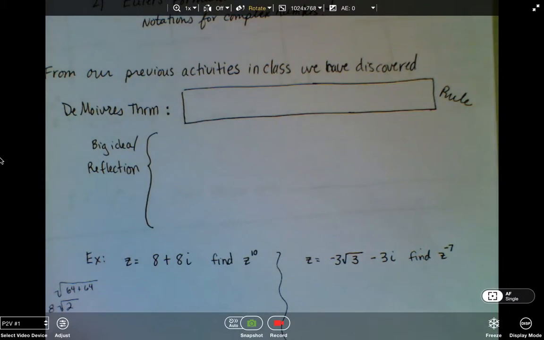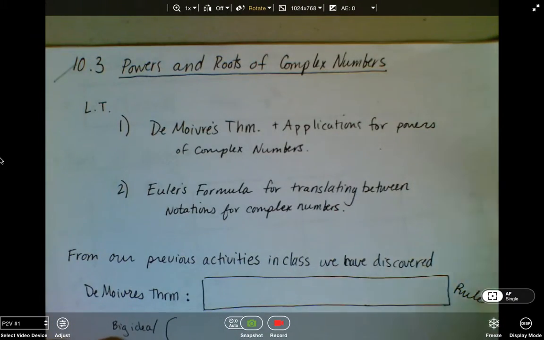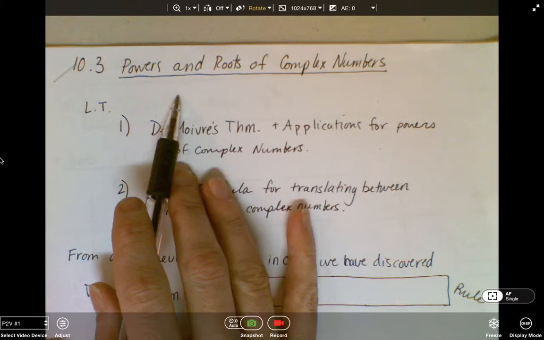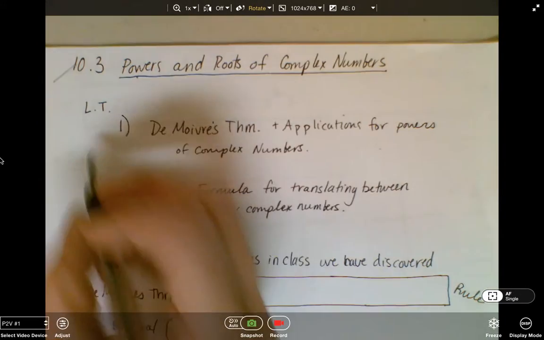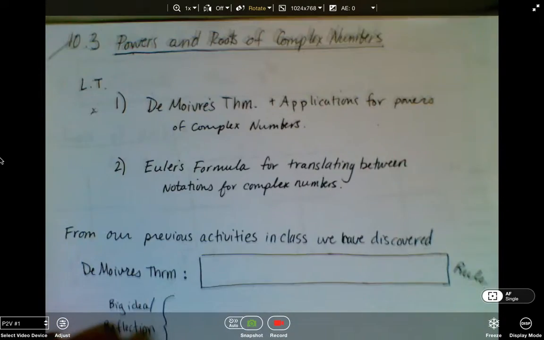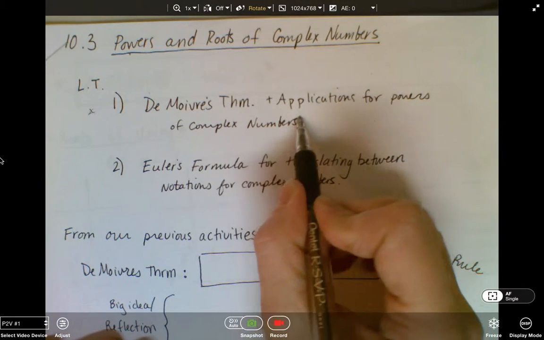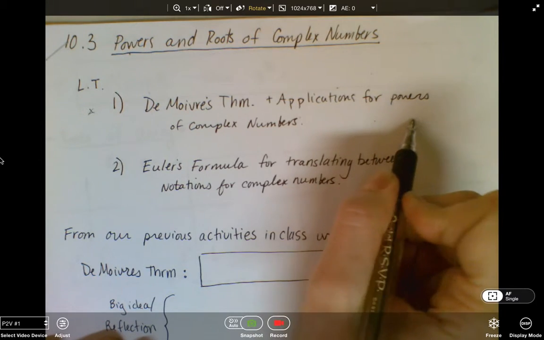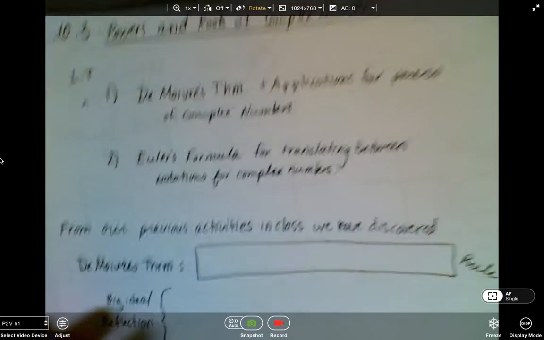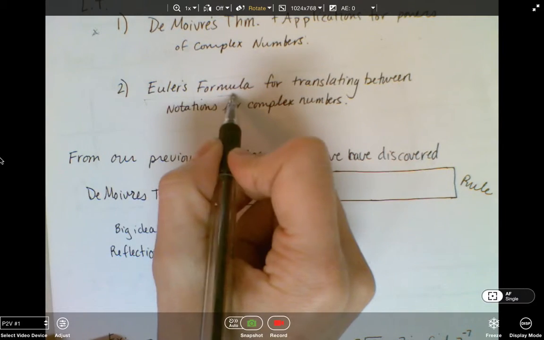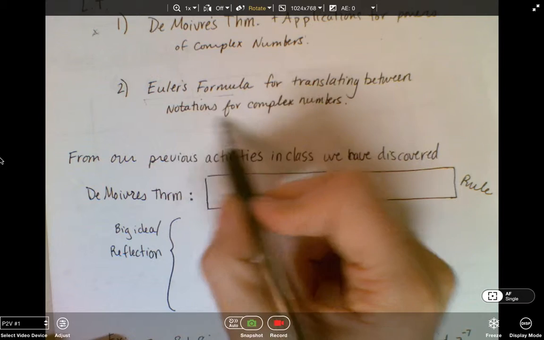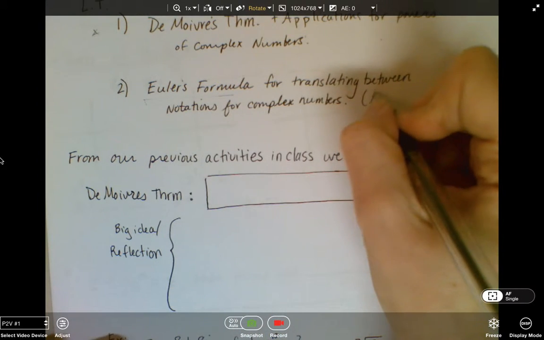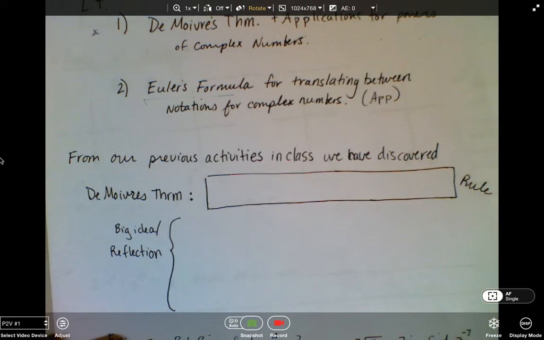All right, 10.3, we're going to review or sort of make a synopsis of all of the different things we've done with our activities over the past few days. So we're going to look at powers and roots of complex numbers with the big goal here of looking at De Moivre's theorem and how we can use it for applications of taking powers of complex numbers as well as roots of complex numbers. And then Euler's formula, which is e to the i theta, for translating between notations for complex numbers. We're also going to do a few applications there.